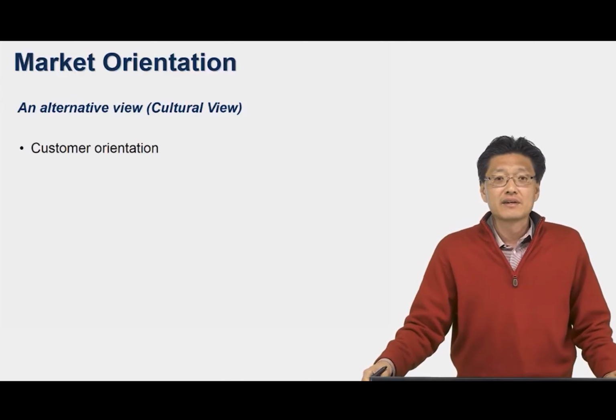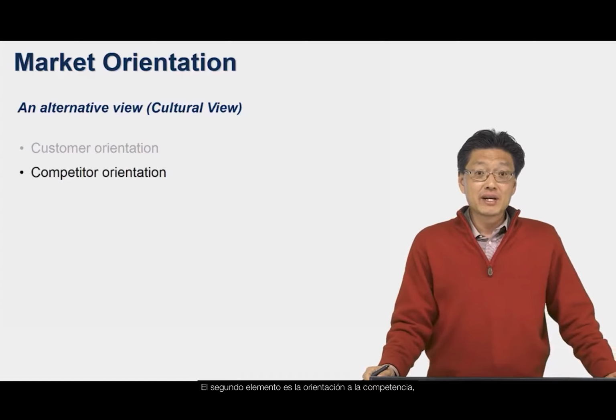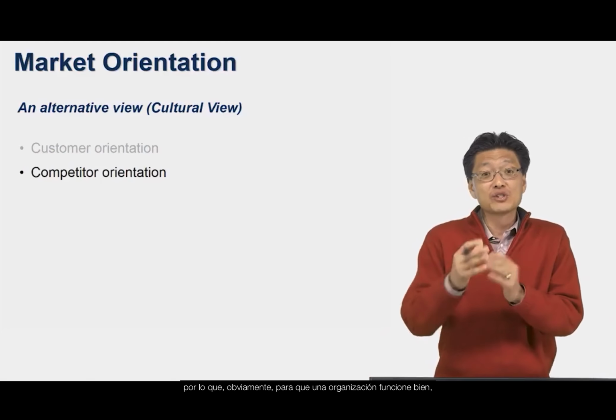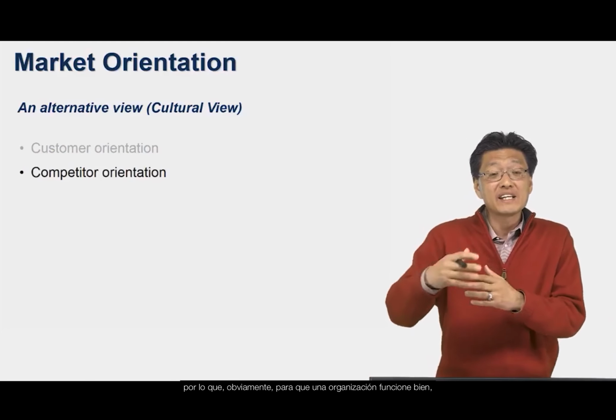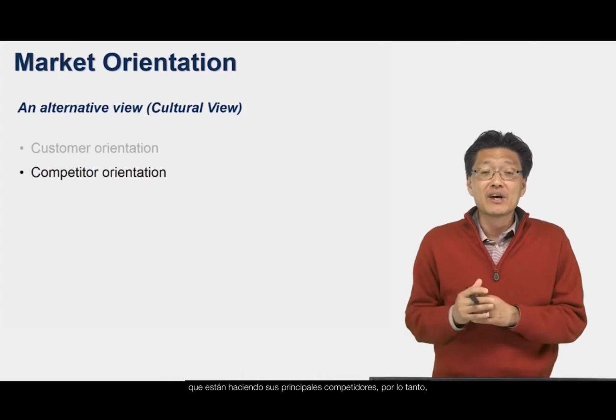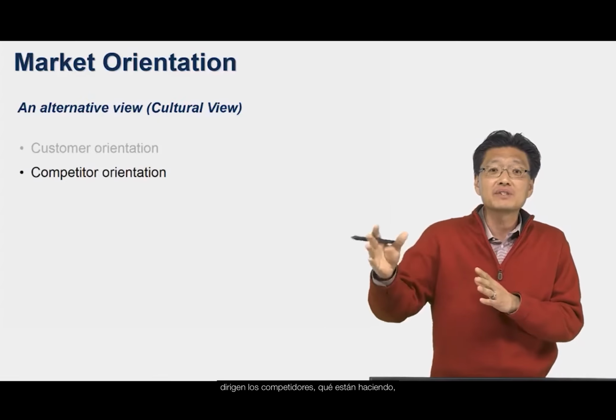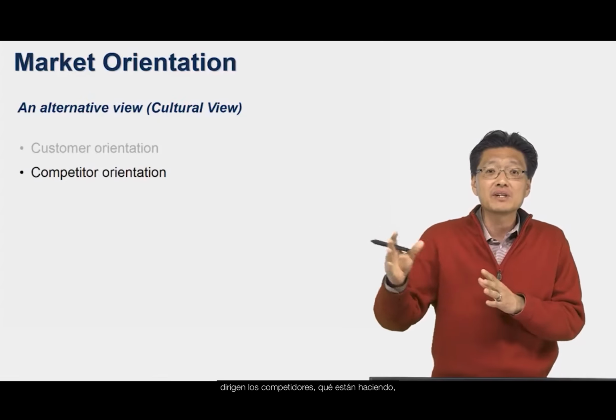The second element is competitor orientation. So obviously, in order for an organization to do well, they need to be cognizant of what their main competitors are doing. So understanding where the competitors are headed, what they're up to, what products or services they have in the pipeline. These are all important things that a company that has a cultural view of market orientation is listening to.